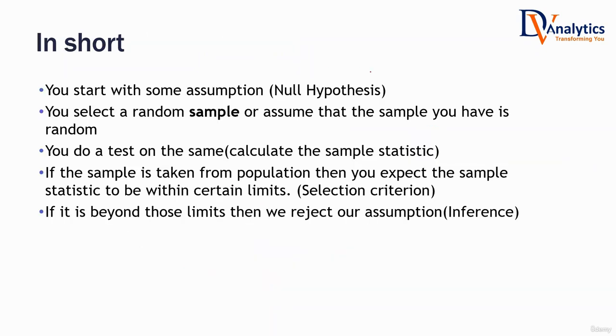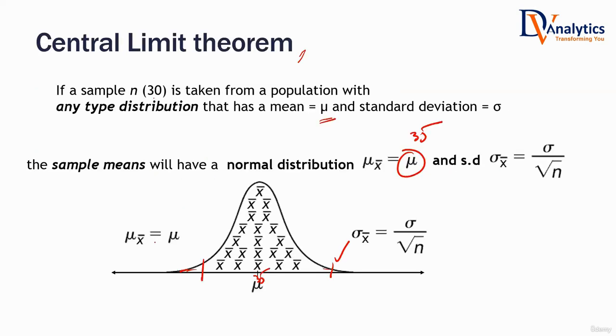So in short, you make an assumption, the null hypothesis. You select a random sample. Are we selecting the sample specifically with a criterion, or are we selecting randomly? We make sure that we select a random sample. Then we do a test on that random sample. If the sample is taken from the population, we expect the sample statistic to be within certain limits. That is our selection criterion.